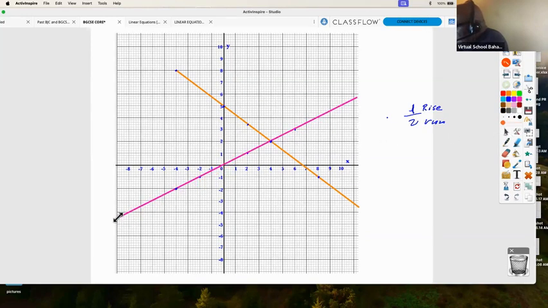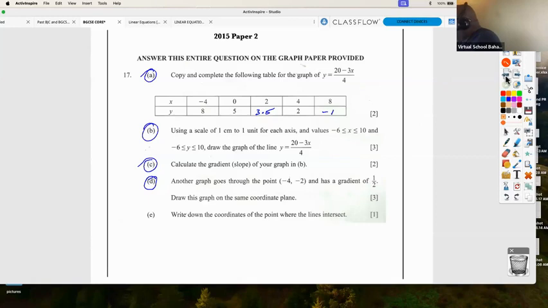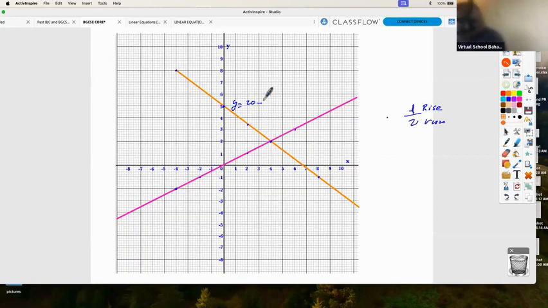I always like it to go right across my graph paper. So that is how you... Oh, by the way, the first line that we draw, what was the line? The line was y equals 20 minus 3x over 4. And in this case, you see the y-intercept is at 5 because 20 divided by 4 is 5.